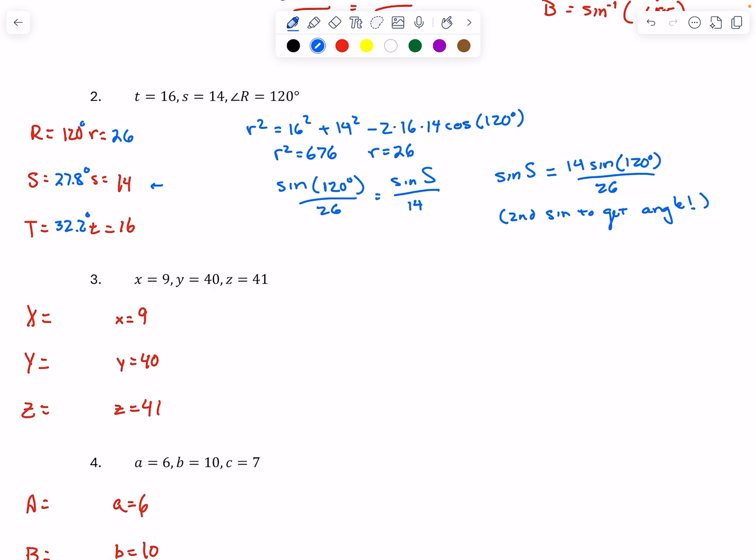Okay, next. If you have three sides, pick one. Find the largest side first. The law of cosines can tell you whether an angle is bigger than 90 or not. So, little warning.